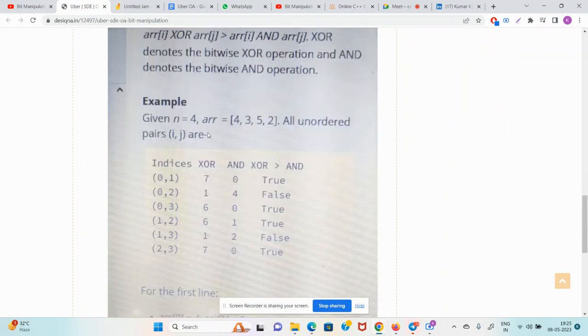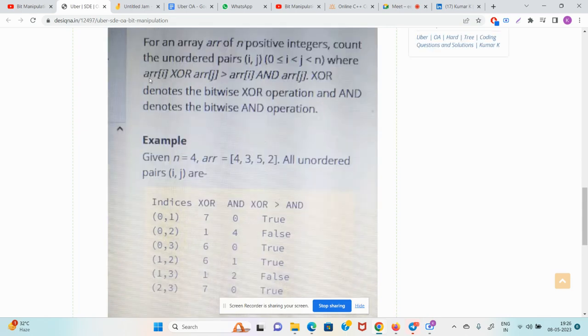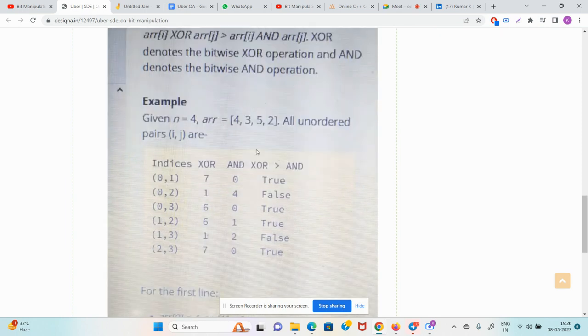So when you are given an array of size 4, these are the elements: 4, 3, 5, 2. Now you can clearly check that for the indices 0 and 1, what is the XOR? 4 XOR 3 is 7. What is 4 AND 3? It is 0. So XOR is greater than AND, and hence true. How many times is the true coming? One time, two times, three times, four times. So we check for all the pairs. Out of all these pairs, four times this condition is satisfied, that array[i] XOR array[j] is greater than array[i] AND array[j]. So the output is 4.